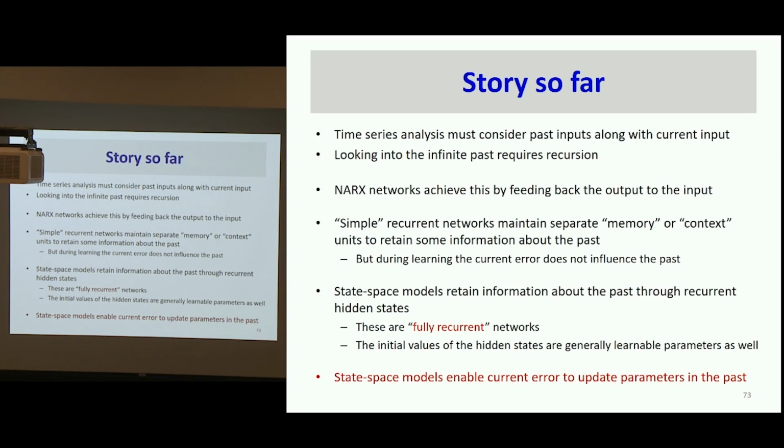Yeah? So right now, in a typical recurrent neural network, the output of the previous hidden layer is passed on to the next hidden layer. Yeah.